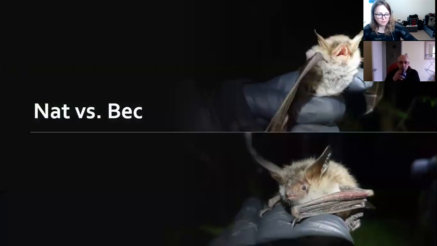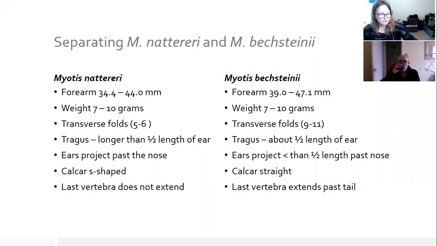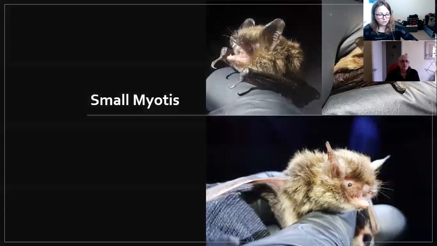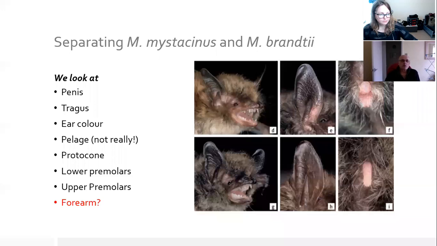And then we're looking at separating natterers and Bechstein's bats. I went into quite a bit of detail about the length of the tragus, the number of transverse folds, but basically they are more or less the same size and weight, and it all comes down to the ears and the calcar. It's very unlikely you'll get any chance to handle any Bechsteins on our project, so it's just good to know. And then small myotis.